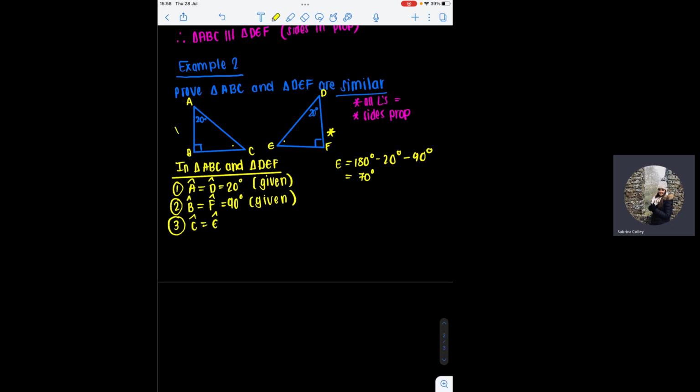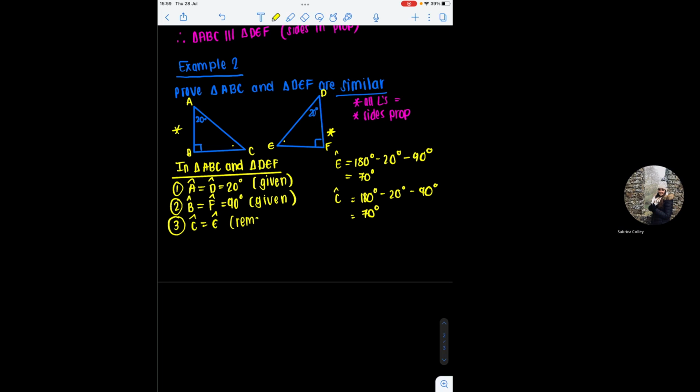The same works if I use this other triangle, the ABC triangle. If I want to work out angle C, then I take 180, I minus 20, and I minus 90. It's going to be exactly the same. So we can skip this whole equation and we can just say to them, okay, C is going to equal E because of the remaining angles in a triangle. So we can use that reason. So remember, every point needs a reason.